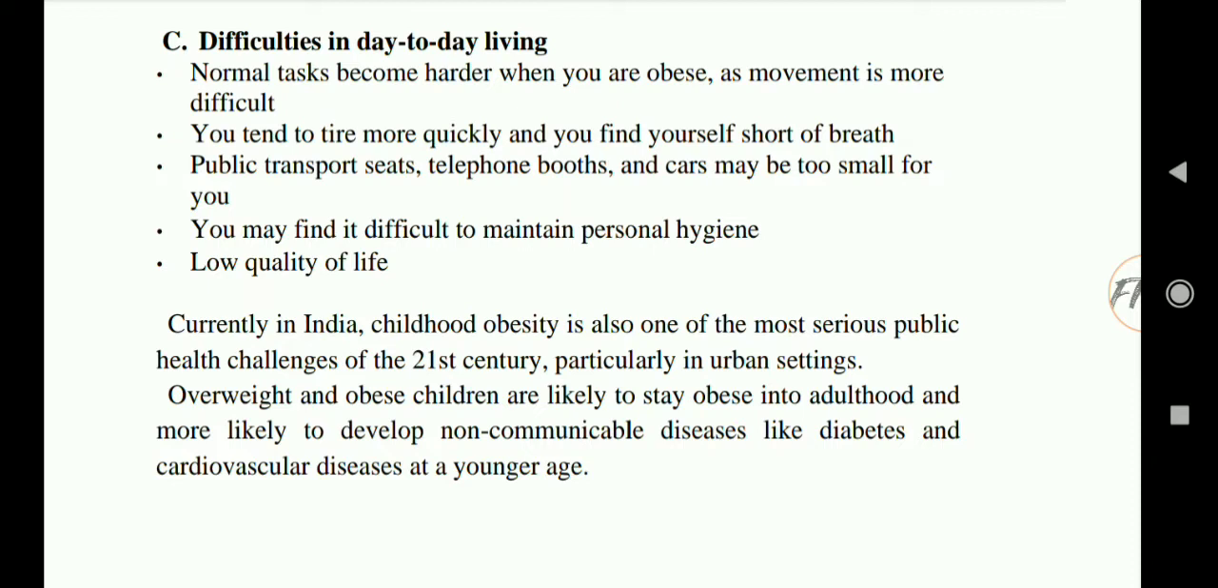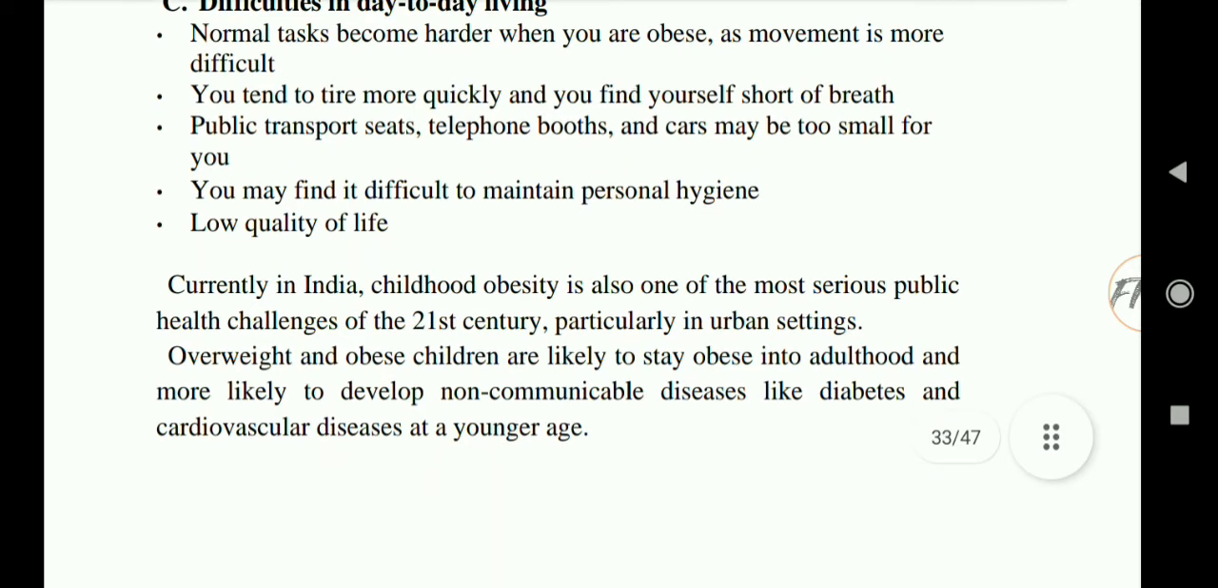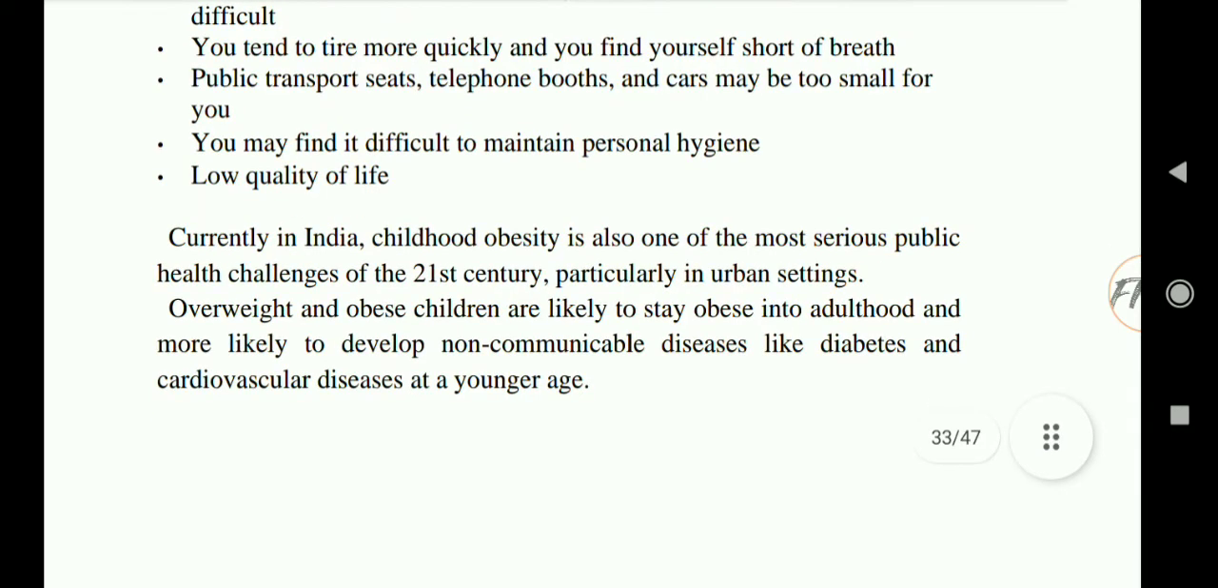Third, public transport seats, telephone booths, cars may be too small for you. Yes, you might find it difficult to maintain personal hygiene. This is also one of the greatest reasons for that. And low quality of life.